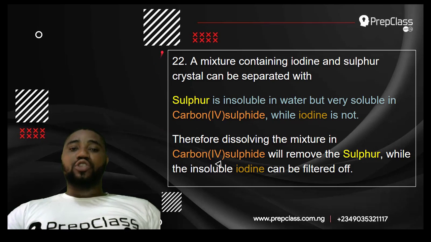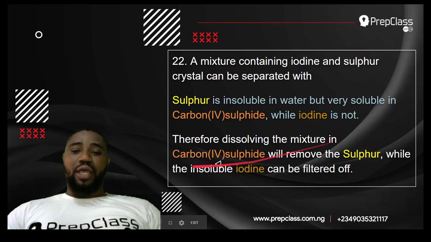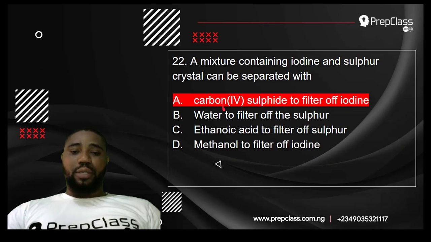So because sulfur is very soluble in carbon 4 sulfide, what you are going to do is to dissolve this mixture of the two solids in carbon 4 sulfide. Then the iodine, of course, will not dissolve, and you can filter it off. Therefore, dissolving the mixture in carbon 4 sulfide will remove the sulfur, because the sulfur will dissolve, while the insoluble iodine can be filtered off. So the best option that describes what I just explained is A, carbon 4 sulfide, then you filter off the iodine.